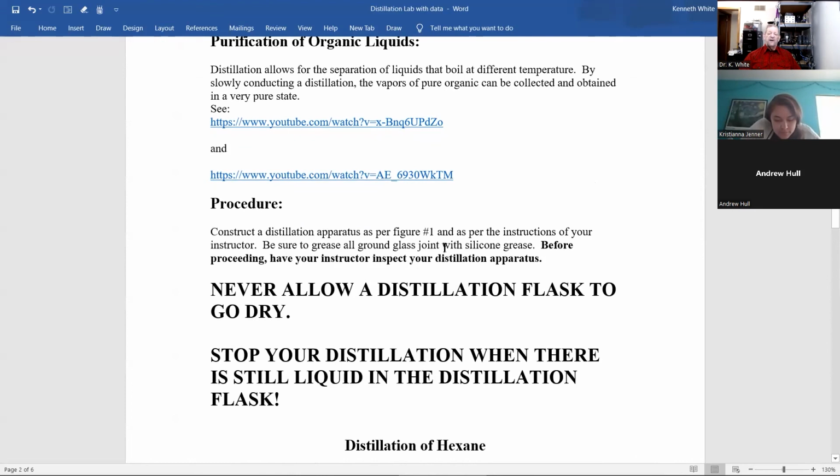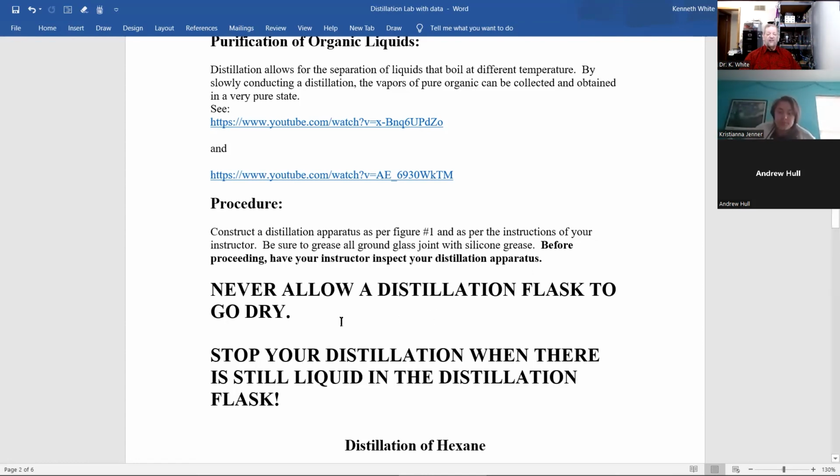Now, I warn people, before you proceed, before you plug anything into the wall, the heating apparatus, I have to inspect it. I make sure students put in their boiling chips. I make sure that they have their condenser connected correctly, water in the bottom, out the top. That way the condenser will stay full of water and cool down the vapor that you're distilling.